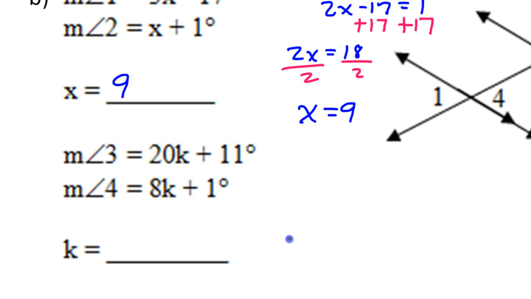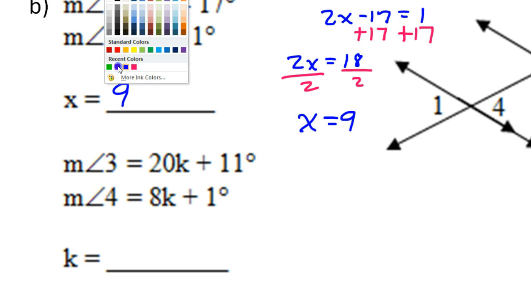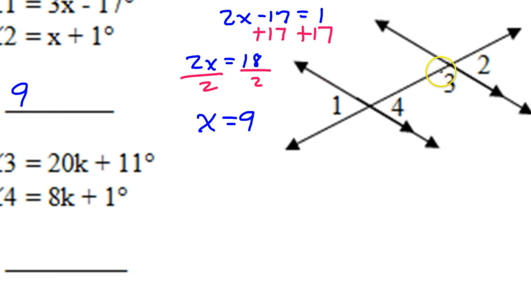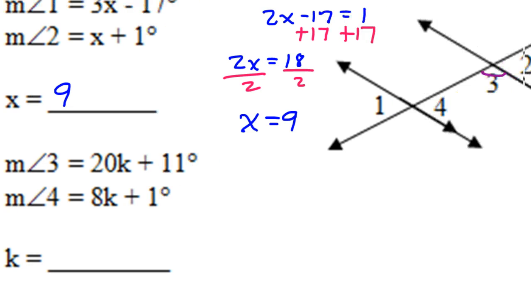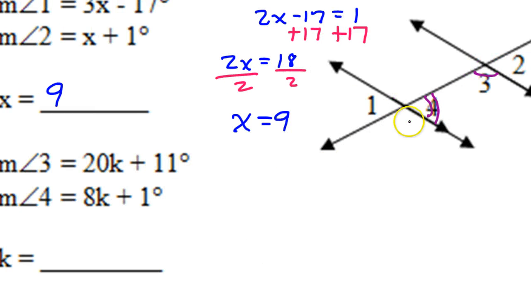So now let's find k here. Changing colors a bit. Angle 3 is here, and angle 4 is here. Notice how we have an acute angle and an obtuse angle. These are same side interior, consecutive interior. So these are not equal, so do not set these equal to each other. These are supplementary, so these need to add up to 180.